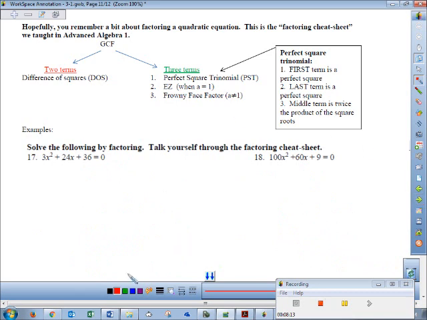Alright, so now it's all mixed up and I'm not telling you what to do. They just say factor these, so talk yourself through the factoring cheat sheet. So let's do that. Here's a quadratic equation, and it's already equal to 0.